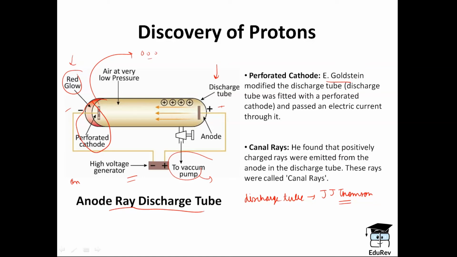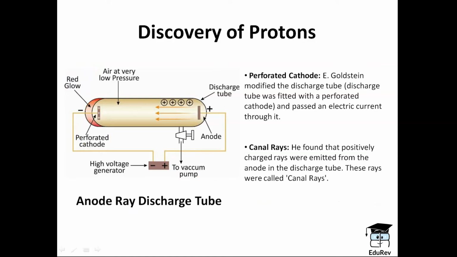So, what did he discover? Goldstein discovered that when the perforated cathode was there, something was traveling from anode to cathode, as there was a red glow on this side. This led to the result that since something is attracted towards the negatively charged electrode, which is the cathode, there might be positive charge inside it.